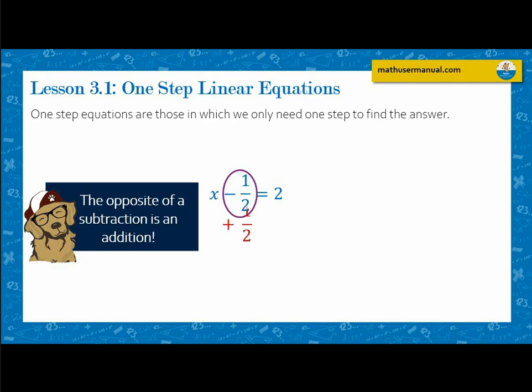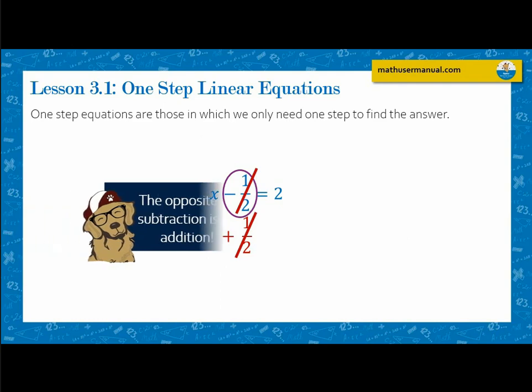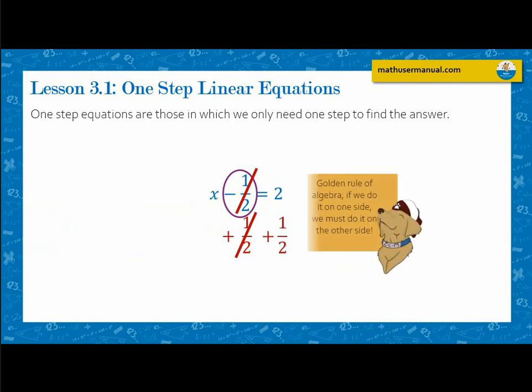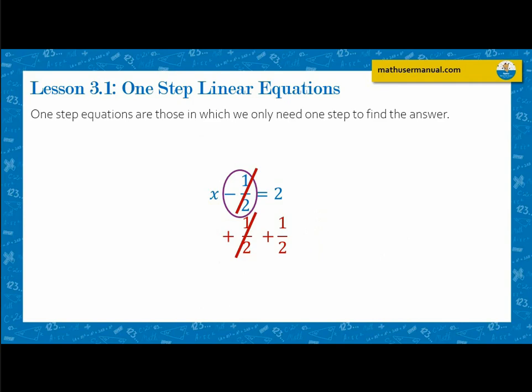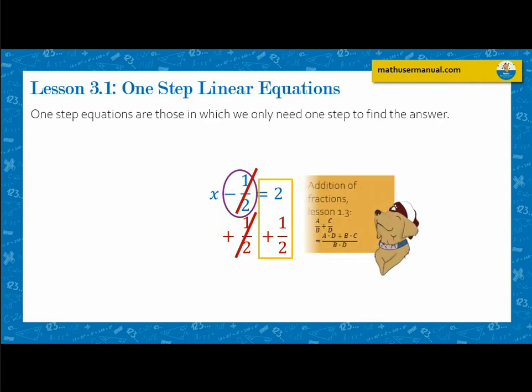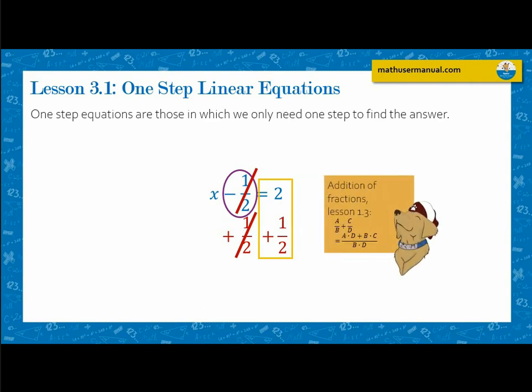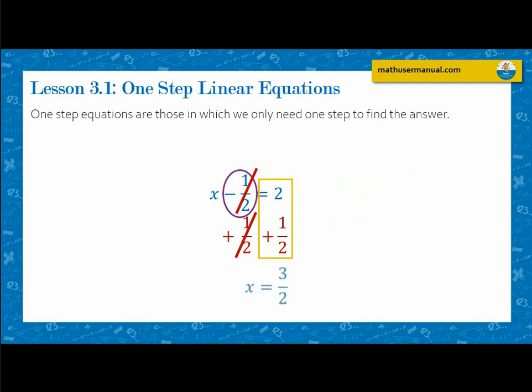If we have a -1/2, we make it a positive 1/2 because opposites cancel each other. -1/2 and positive 1/2 cancel each other. But what we do on one side, we must do on the other. So we also have to do plus 1/2 on the right side, leaving us with 2 plus 1/2. This is an addition of fractions. We learned it in lesson 1.3 of the basic algebra course. You can review that video if you would like a refresher, or you can pause the video and take a look at the equation that is showing there. 2 plus 1/2, we get 3/2. X is isolated, so x is equal to 3/2.